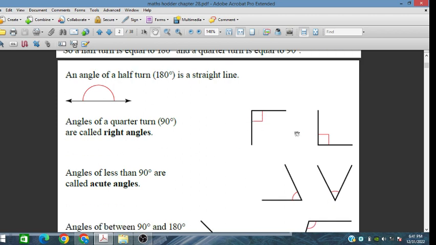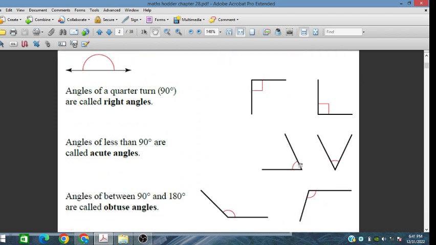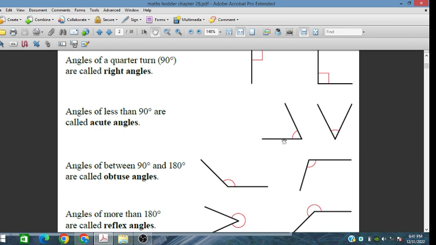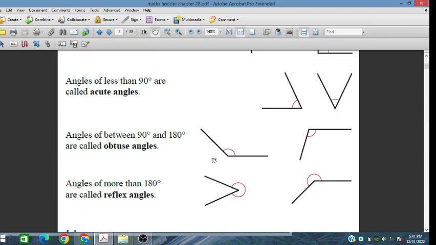This is a right angle, this is 90 degrees, and this is less than 90 degrees, so it's called an acute angle. If an angle is more than 90 degrees and less than 180 degrees, it is called an obtuse angle. If an angle is more than 180 degrees, then it is called a reflex angle. The other side is called an acute angle, and this is called a reflex angle.